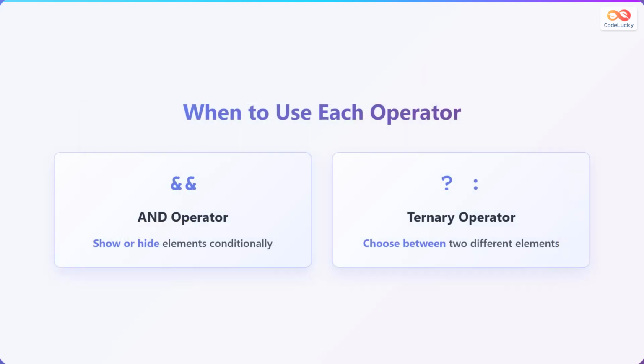So, when should you use the and operator versus the ternary operator? Use the and operator to show or hide elements conditionally. If you only need to render something based on a condition, this is a perfect choice. Use the ternary operator to choose between two different elements based on a condition. If you need to display one thing or another, the ternary operator is the way to go.